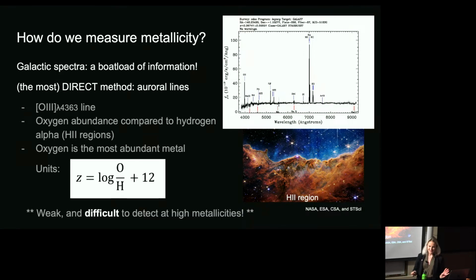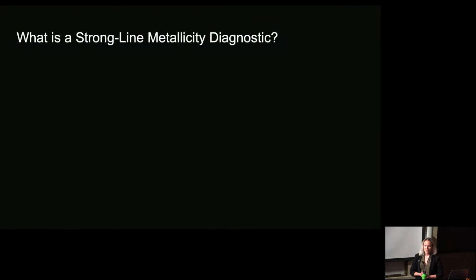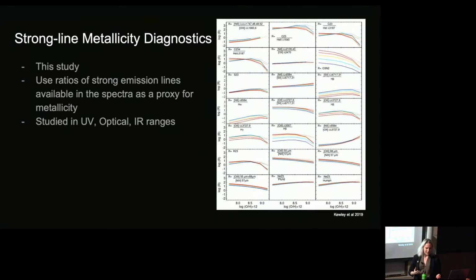But the caveat is that these auroral lines are weak, and they become difficult to detect, especially at higher metallicities. So researchers had to come up with a new method to measure metallicity. So I'd like to introduce what we call strong line metallicity diagnostics. And essentially, this way of diagnosing metallicity uses those strong emission lines that are available in star-forming spectra, and it uses them in ratios with each other to see if any are good proxies for metallicity.